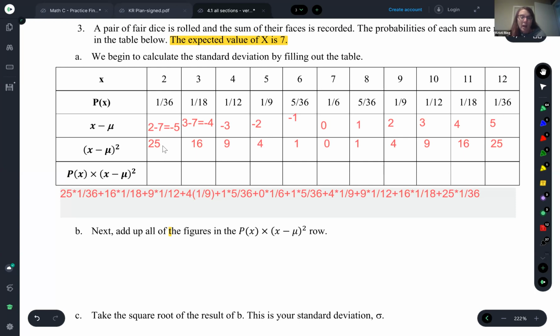So we get positive 25. Sorry, these should all be positive because they're squares. 3 minus 7 was -4. When we squared it, it's a positive 16. So you notice I filled in all of the squares.